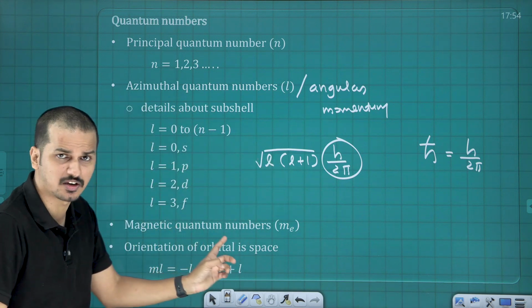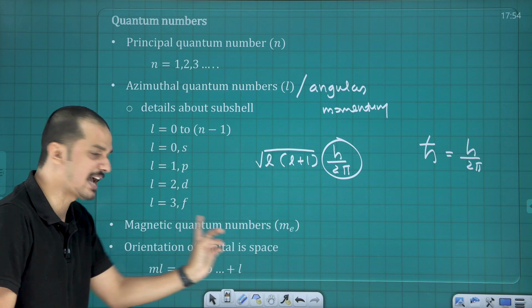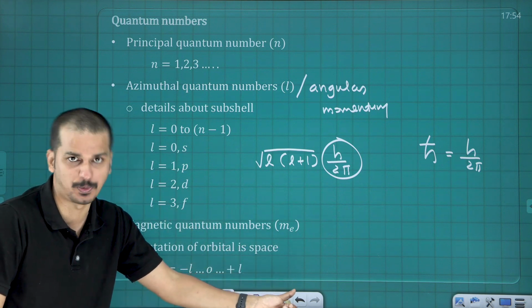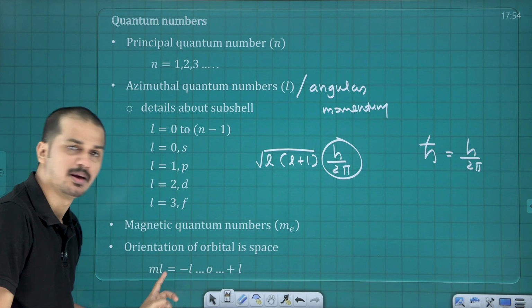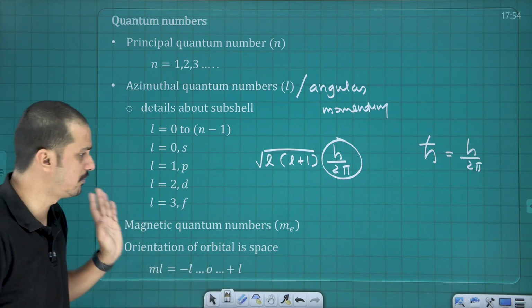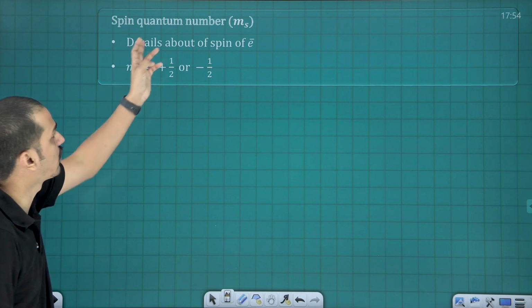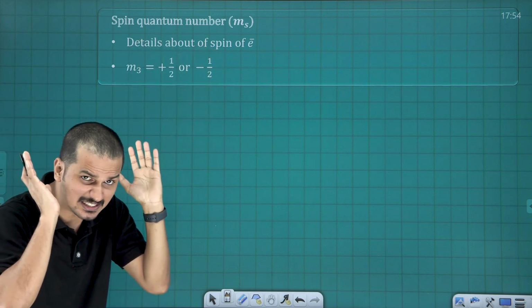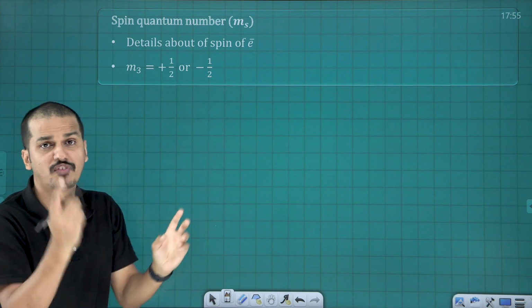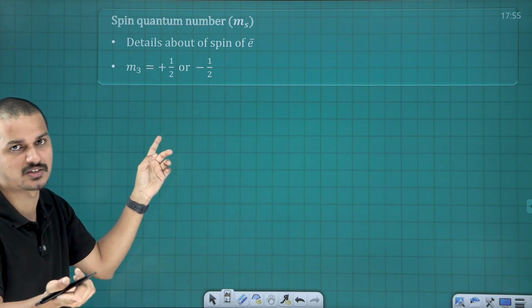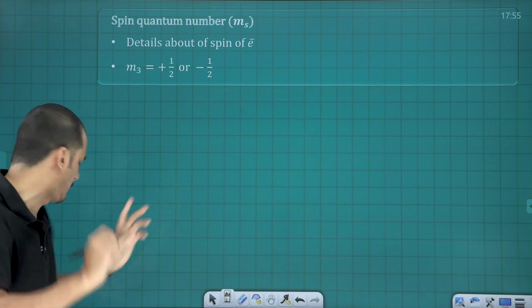And the third quantum number, third address, is actually magnetic quantum number, that represents orientation of orbital in space. Its possible value is minus L to plus L, including 0. That idea you have to keep it in mind. Then after that, we have to look at spin quantum number. It's the experimentally determined quantum number. It gives the details about the spin of electron around its own axis. It may be either plus 1 by 2 or minus 1 by 2. Clockwise plus 1 by 2, anti-clockwise minus 1 by 2.